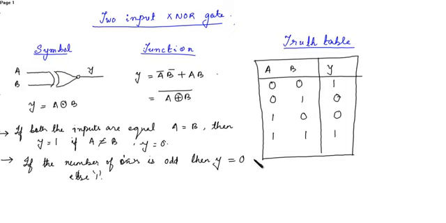Okay, so now let's see the schematic diagram of a 2-input XNOR gate. So Y is equal to A bar B bar plus AB. So you can see here this is A bar and B bar. So there are two inverters. So the number of gates needed in order to implement this function.